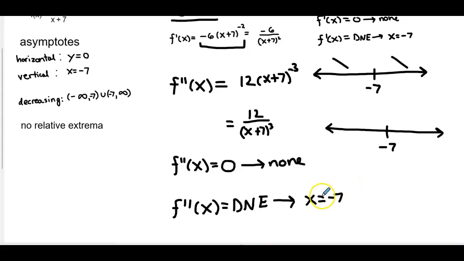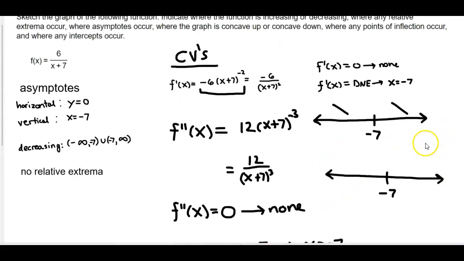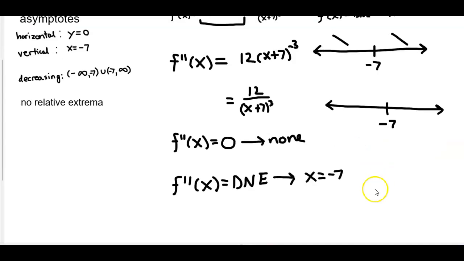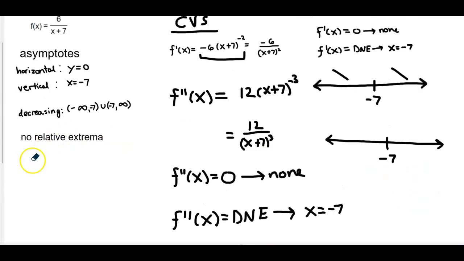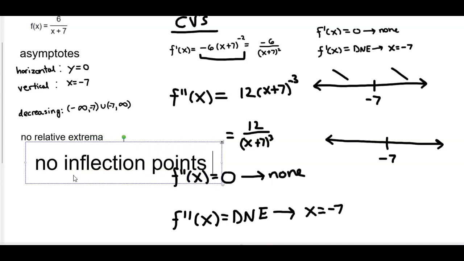It is, however, a value of x that we want when we look to state the intervals of concavity, because at a vertical asymptote, a function can change its concavity. We can have a function that's concave down on one side of a vertical asymptote, concave up on the other side. So we have no inflection points, but we do have that value x equals -7 to consider when we define the intervals of concavity. So no inflection points.